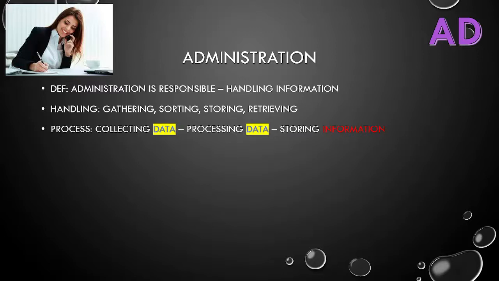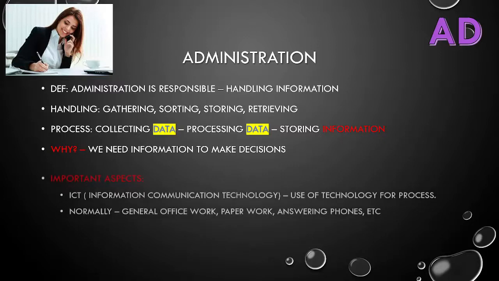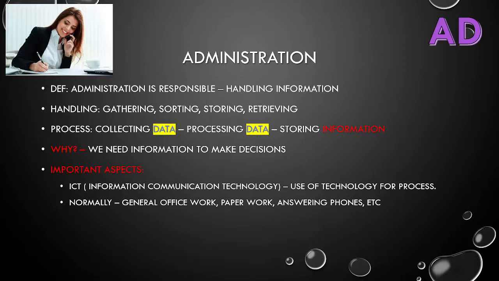And then storing the information means when you selected the cheapest supplier based on the following criteria, now you have information, and now that needs to be stored. Otherwise, for future use, you have to redo that. You'll always have to review it, update it, but it's important to do that. Why do we need to make decisions? Important. How you do it is through the ICT, information communications technology, and you have to use technology for that process. Now this is done in general office work, paperwork, secretaries taking notes, answering phones, etc. But there's much more to it.